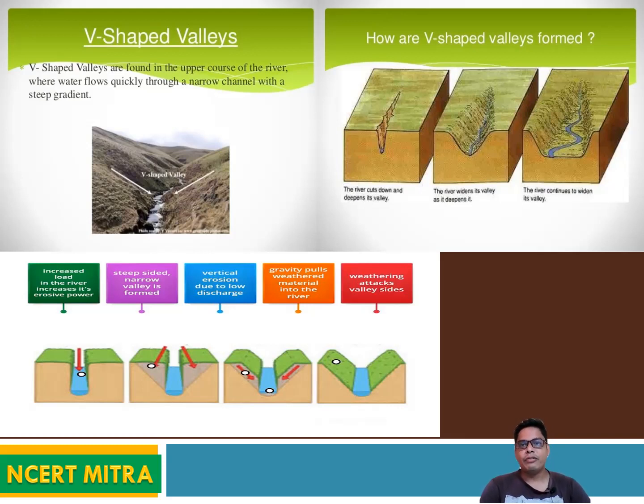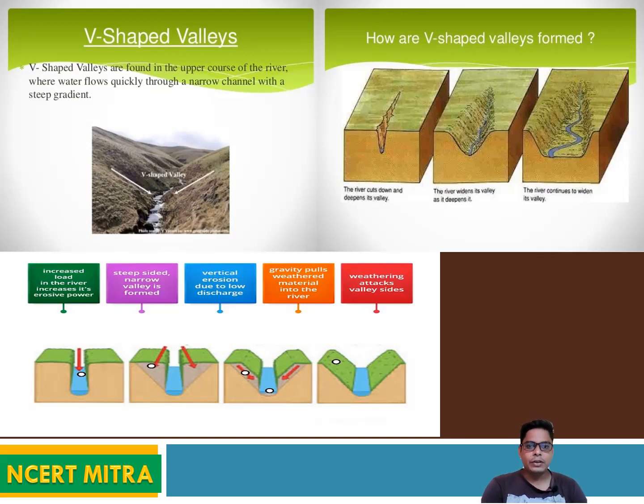Here we can see how V-shaped valleys are formed. One river is flowing, and after that the area becomes larger, and then side erosion and lower erosion form the V-shaped valley. In this diagram you can see the increased load in the river, an increase in erosive material, and steep sides and narrow valleys are formed. Erosion starts with the down cutting of the river, and gravity pushes the weathered material into the river, and it forms the V-shaped valley. So this is all about the V-shaped valley, the first feature of the river.